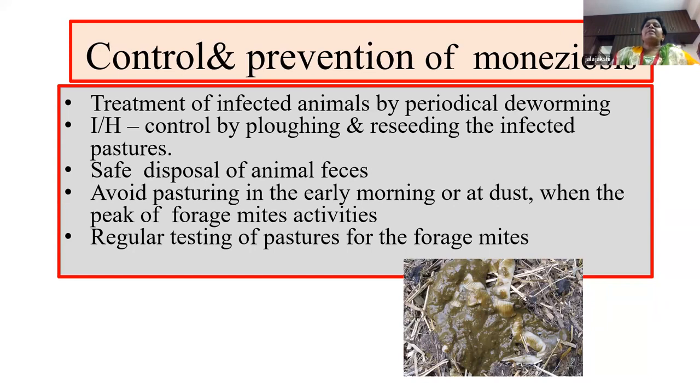Why? Because there will be a peak activity of all these forage mites on the grass. So regular testing of pastures for the presence of forage mites is the control measure to be followed to prevent this, for the control of this monieziasis disease in sheep.